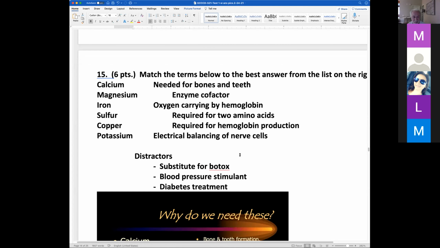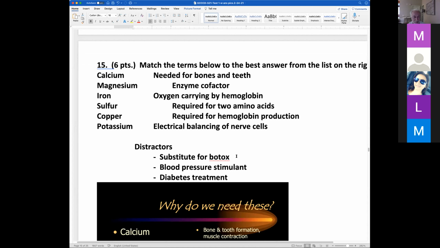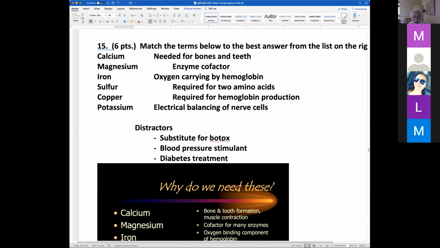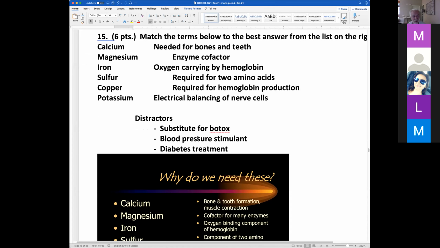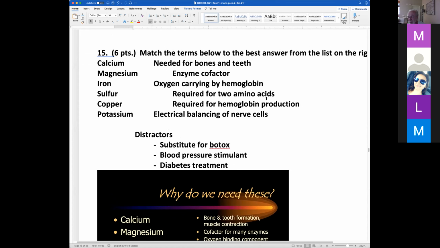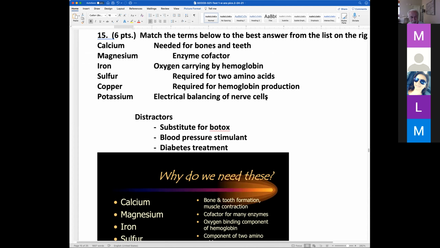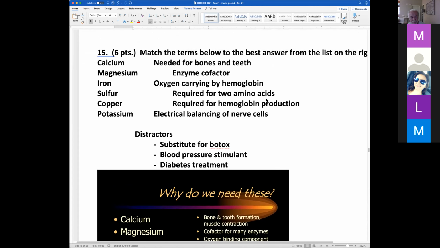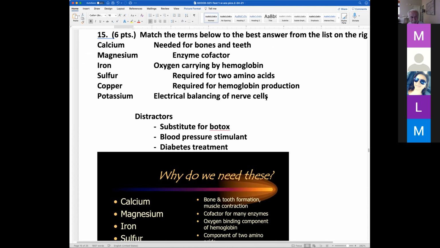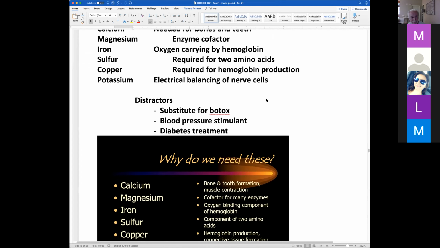Okay, match the terms below to the list. So what are these various elements used for in living things? Well, can I say a few of them? Yeah. Calcium is needed for bones and teeth, and also for muscle contraction. Magnesium is an enzyme cofactor, and iron is for carrying oxygen.